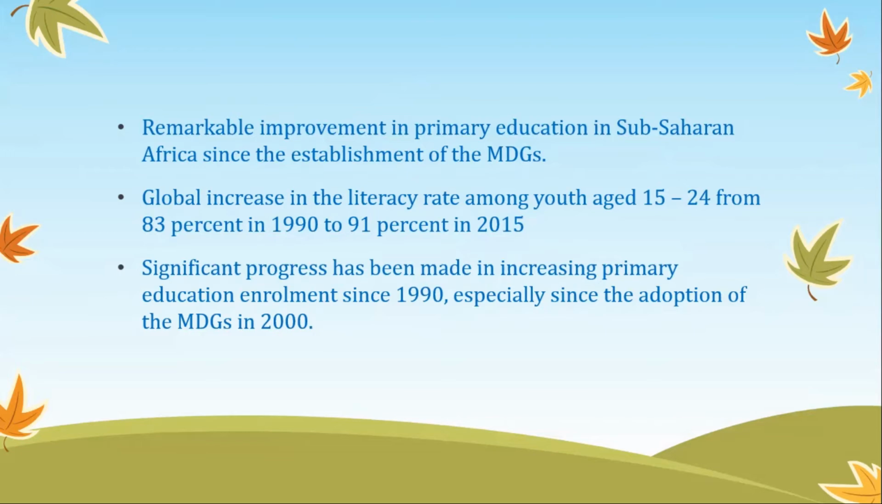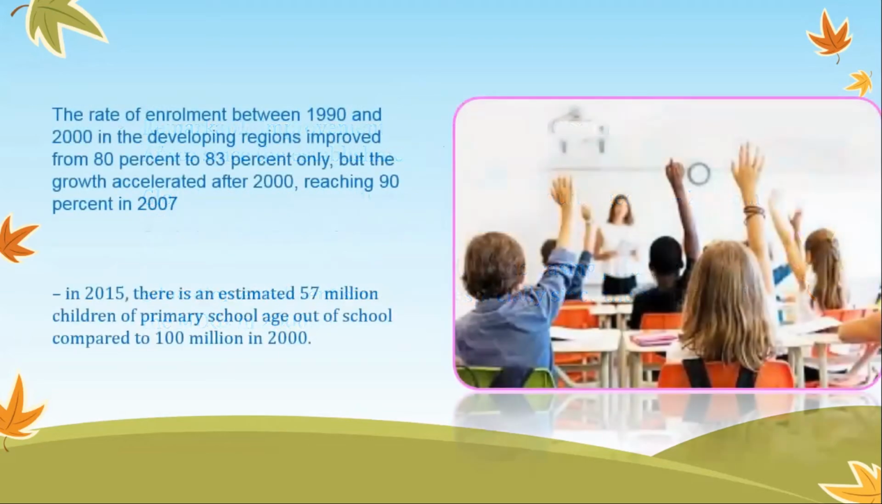Significant progress has been made in increasing primary education enrollment since 1990, especially since the adoption of the MDGs in 2000. Yet, there are still a few developing countries where children of primary education age do not attend school, and those who begin do not complete it. The enrollment rate between 1990 and 2000 in the developing regions improved from 80% to 83% only, but the growth accelerated after 2000, reaching 90% in 2007. Enrollment progress has stalled at this point without any significant increase.